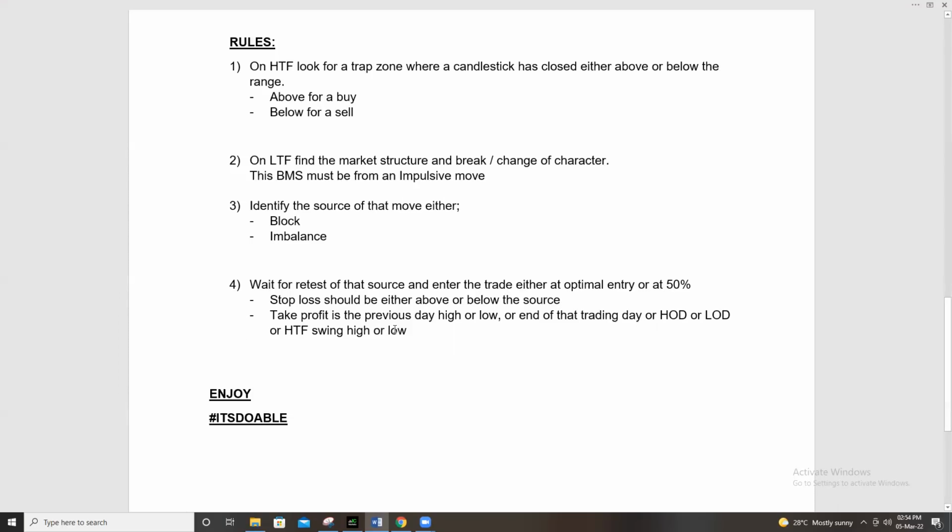Then the take profit is the previous day high or low, okay, TP1, or end of that day, that specific day that you're trading, end of that trading day, which is the same as the high of the day or low of the day, or of course the high time frame swing. You may use this strategy to swing, so meaning you can hold your trade for a day or 2 or even a week. You can use the higher time frame swing, high or low.